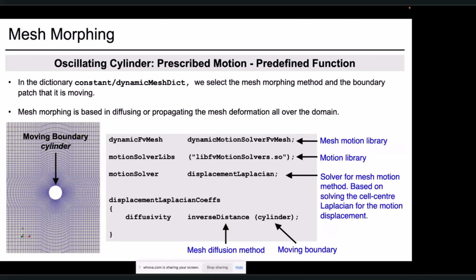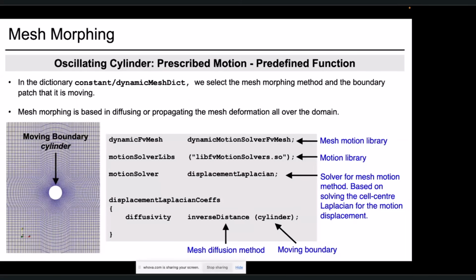The first thing is we have to define the mesh motion library, and in this particular case it is dynamicMotionSolverFvMesh. When you grab that dynamic mesh keyword, you get many such mesh motion libraries available within OpenFOAM, and you have to use one of them. Within that, we have the motion library file, the lib.so file, which here is libfvMotionSolvers.so.